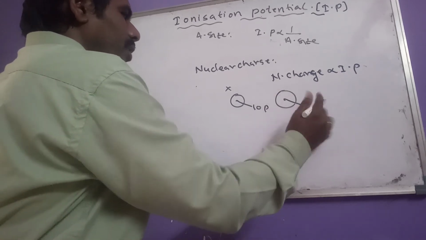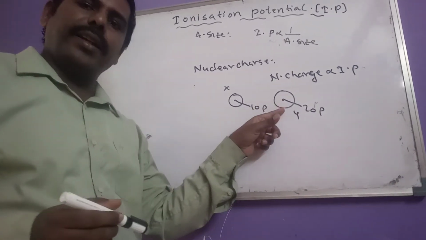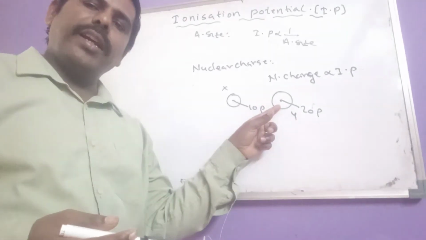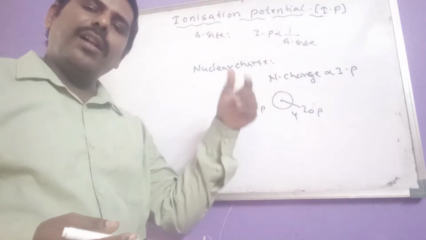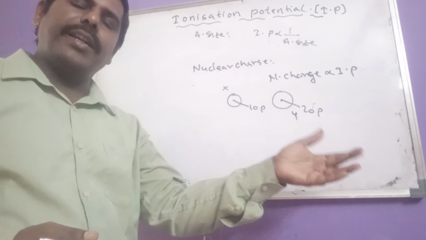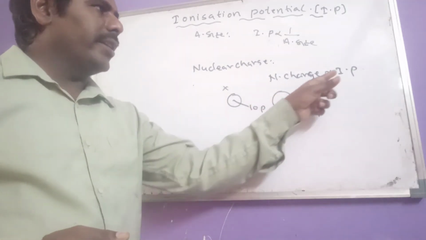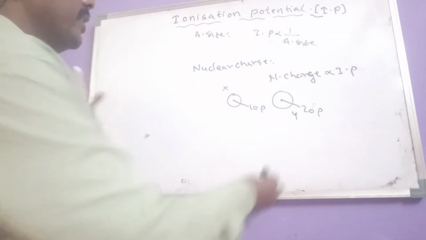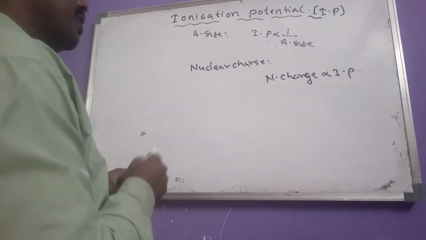In this, 20 protons are present. As the number of protons increases, nuclear charge also increases. As nuclear charge increases, the attracting power on that electron also increases. So this time we have to give more heat energy to remove the electron. So like that, as nuclear charge increases, ionization potential also increases. So this is the second factor which affects ionization potential.